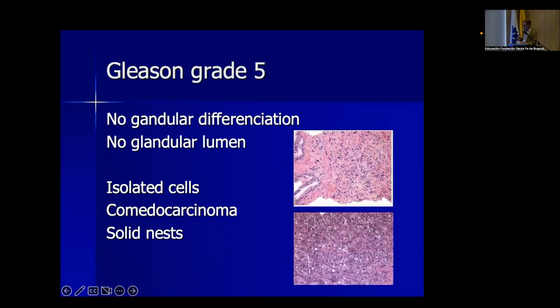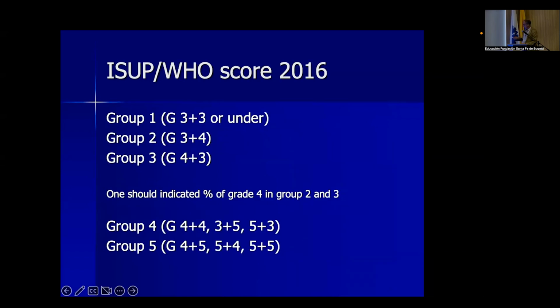Gleason grade 5 has no glandular differentiation, no lumen. There are two main aspects in grade 5: either isolated cells infiltrating the tissue, or large masses of tumor infiltrating the tissue. So you see here, the more undifferentiated the tumor is, the more aggressive it is.